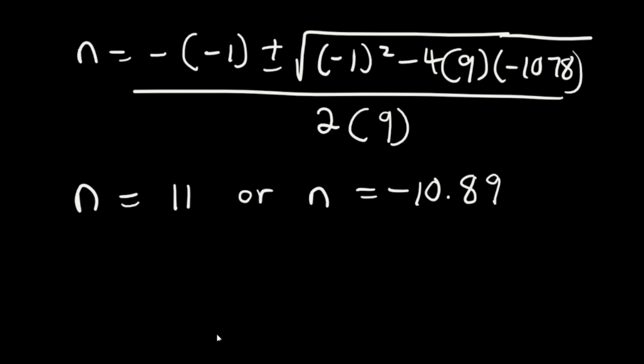But remember that the number of terms doesn't have a negative sign. Let me stop there, because there will be a case where you'll be identifying the number of terms and they're somehow in decimal form. But we'll see that when we get there. But in this case, since this is a negative sign, we can't identify it as a number of terms. So we are going to say n is not equal to minus 10.89, right? So we're going to take this one, which is n equals 11.